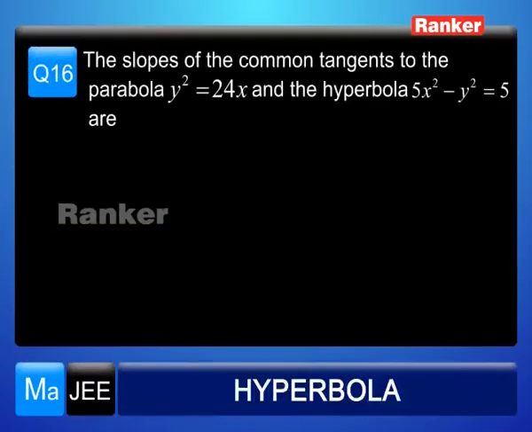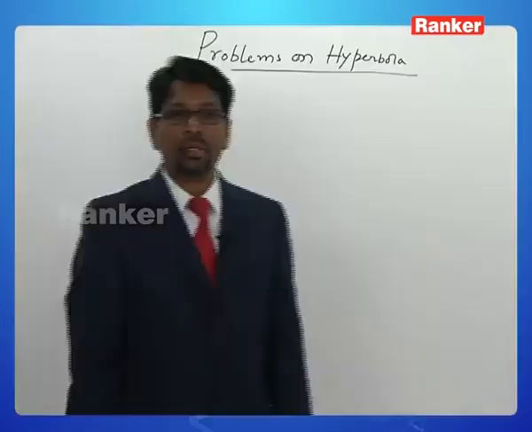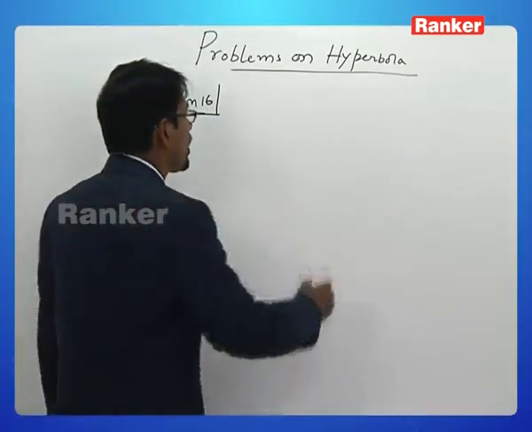Question number 16. The slopes of the common tangents to the parabola y square equal to 24x and the hyperbola 5x square minus y square is equal to 5 are: first option plus or minus 3, second option plus or minus 2, third option plus or minus 6, and fourth option plus or minus 5. Now let's have a look at this.